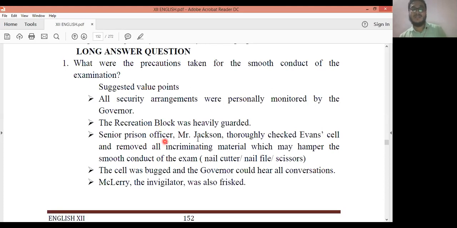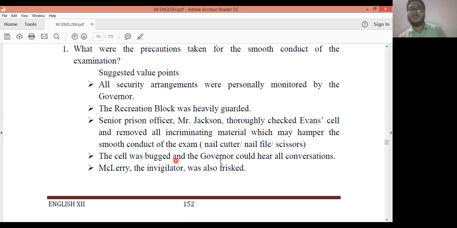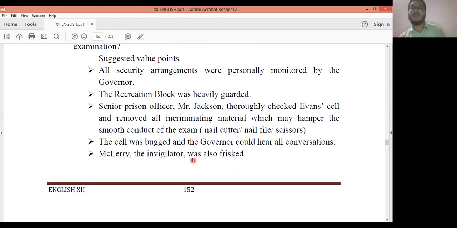Senior prison officer Mr. Jackson thoroughly checked Ivan's cell and removed all incriminating material which may hamper the smooth conduct of the exam. Nail cutter, nail file, scissors, everything was removed. The cell was bugged so the governor could hear all conversation. Speakers or audio recorders were there so that he could listen to what was happening inside. Mackley, the invigilator, was also checked properly.